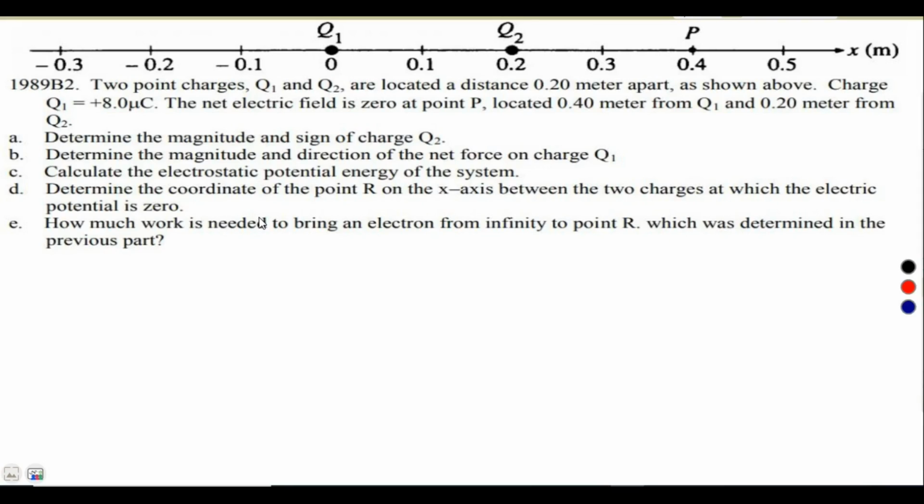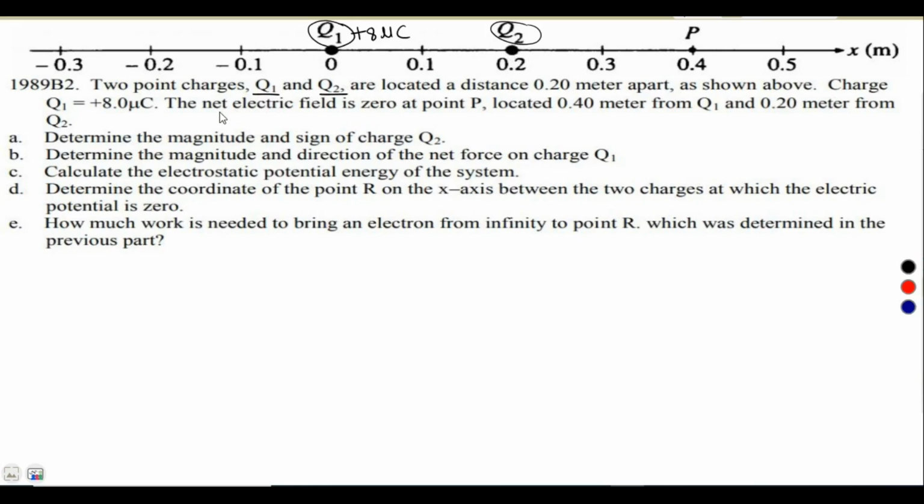Welcome friends, let us see this question. This question says two point charges Q1 and Q2, this is your charge Q1, this is your charge Q2, are located at a distance of 0.2 meters apart as shown above. So the point Q2 is from this point O 0.2 meters, right? And Q1 is plus 8 microcoulomb, and we don't know the value of Q2.